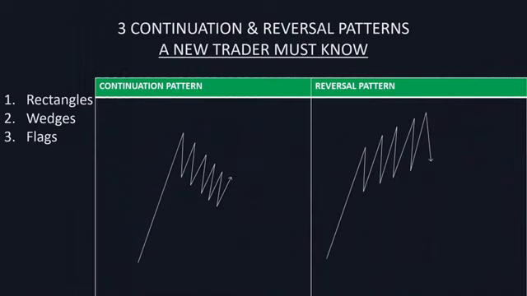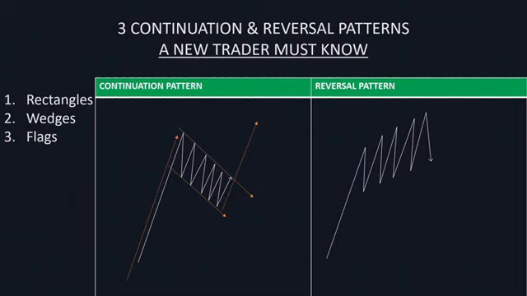Flags are one of the most commonly seen patterns in the market. First, we have the bullish flag, a continuation pattern. After an impulse move to the upside, the price starts correcting downward in a tight, sloping pattern. That's your bull flag. To trade this pattern, wait for the price to break above the flag, then enter your buy as the market continues upward. Pro tip: flags are similar to rectangles, but they tend to slope slightly, making them easy to spot once you know what to look for.